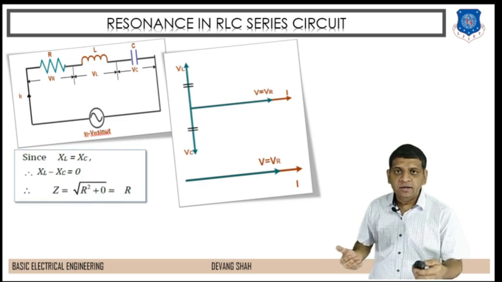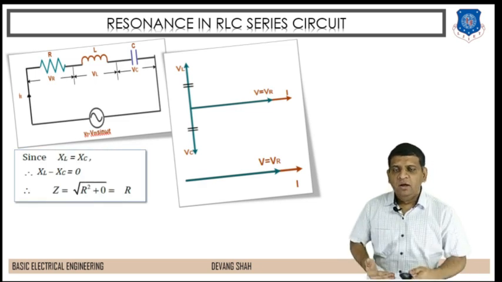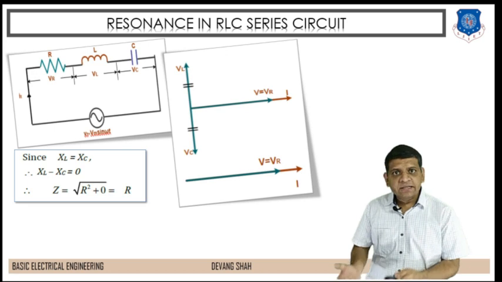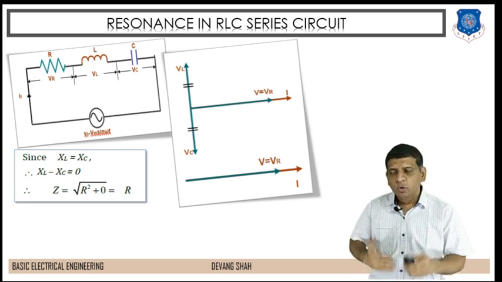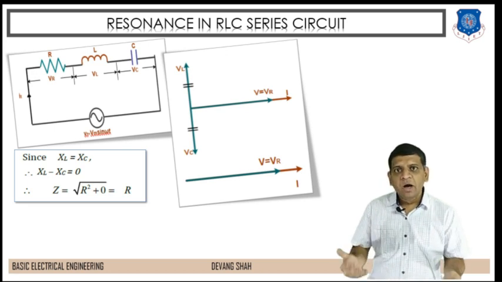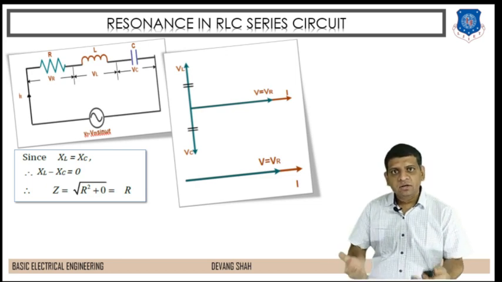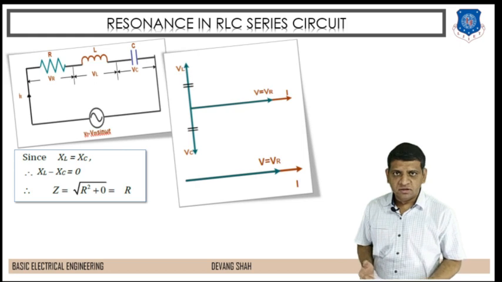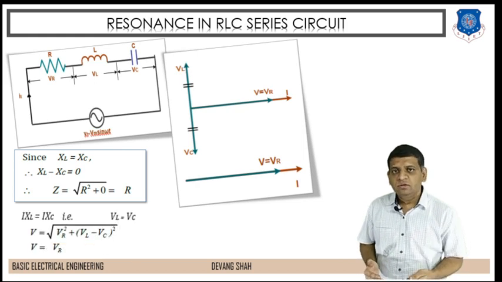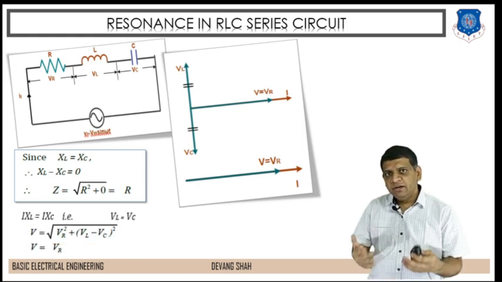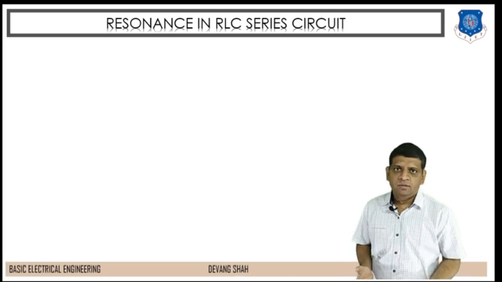That part we have already discussed in our previous session, where XL is equal to XC, that means XL minus XC is equal to 0. So the impedance Z is equal to R, which is called a purely resistive circuit, even though there is a presence of inductor and capacitor in the RLC series circuit. From this you can find the resultant value of voltage V is nothing but VR.